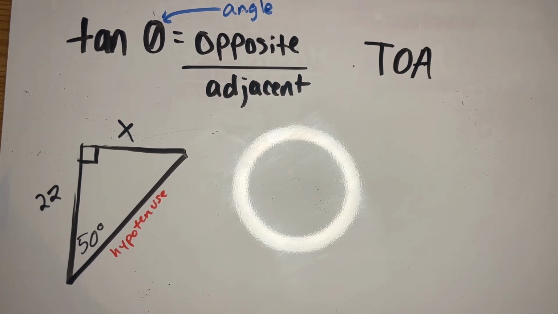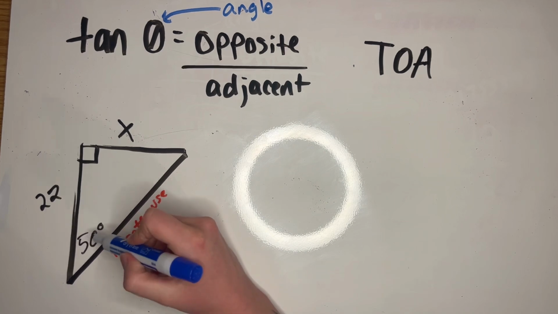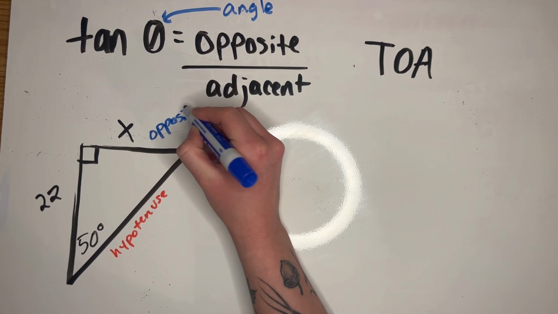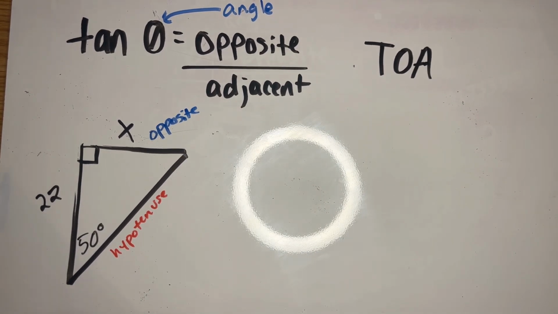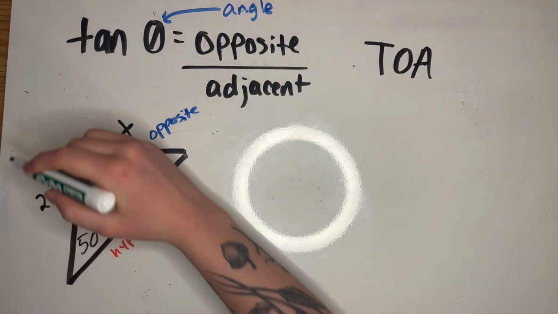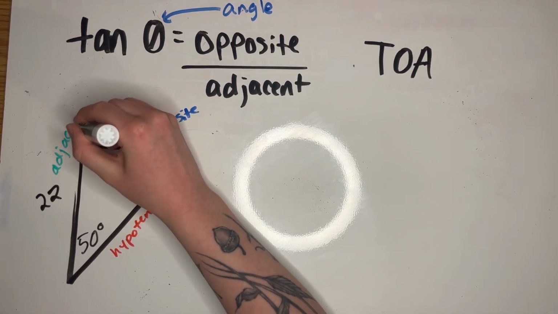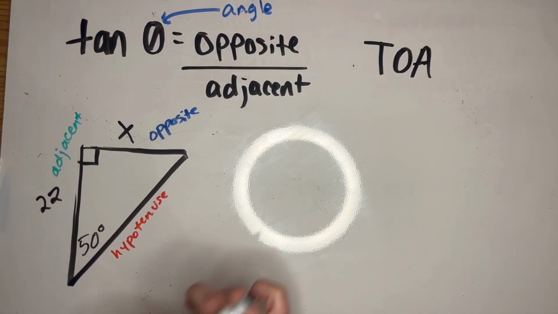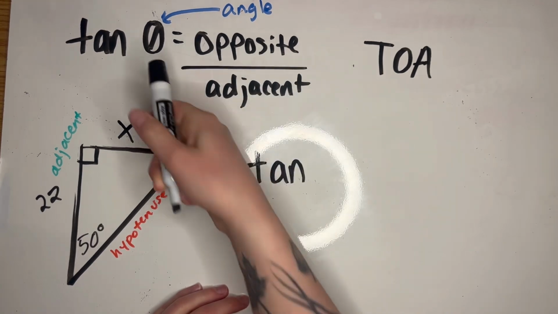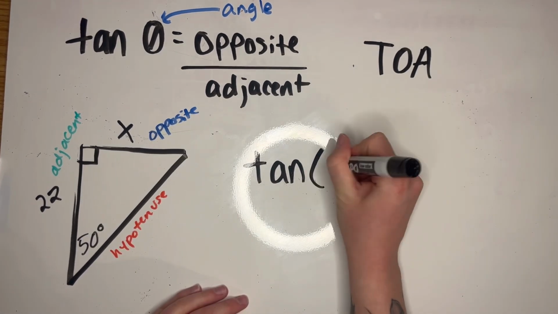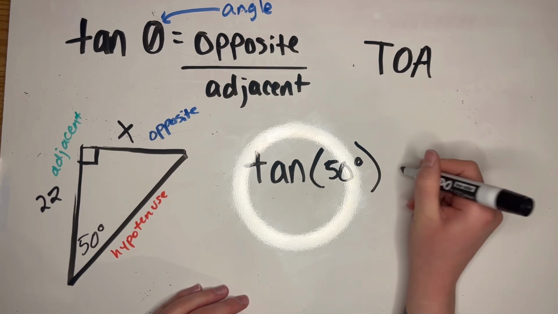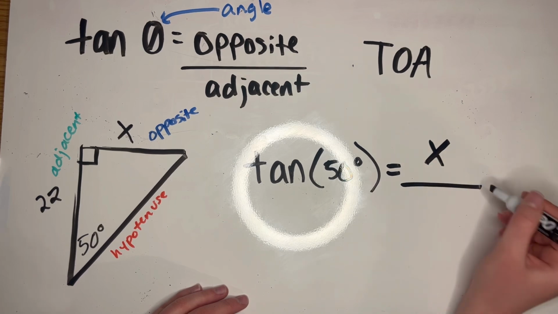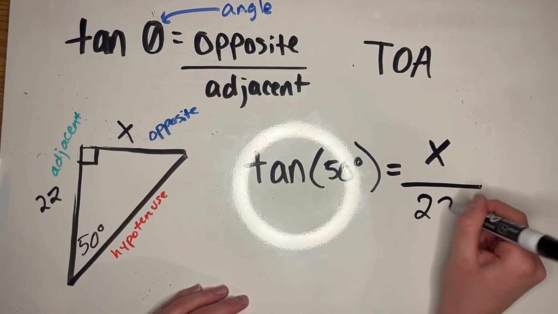Now we need to figure out what is our opposite side. That would be opposite from the angle that we are plugging into our tangent equation. So this would then be our opposite side, opposite the angle. So then our final side would be our adjacent side. Okay, so then how we're going to set this up using our tangent equation and ratio: tangent of the angle that we know, which is 50, and the angle that all of our stuff is being based off of, is set equal to our opposite side, which is x again, over our adjacent side, which is 22.